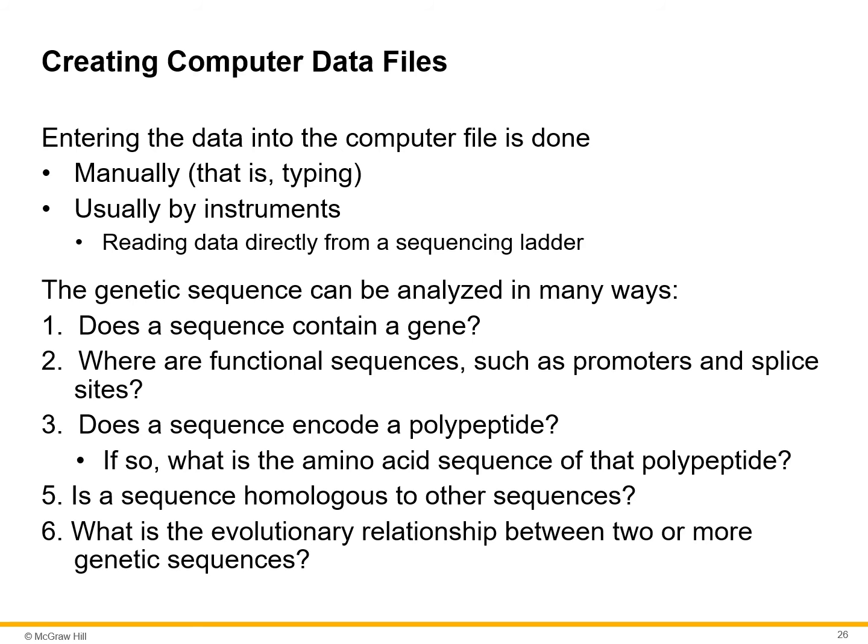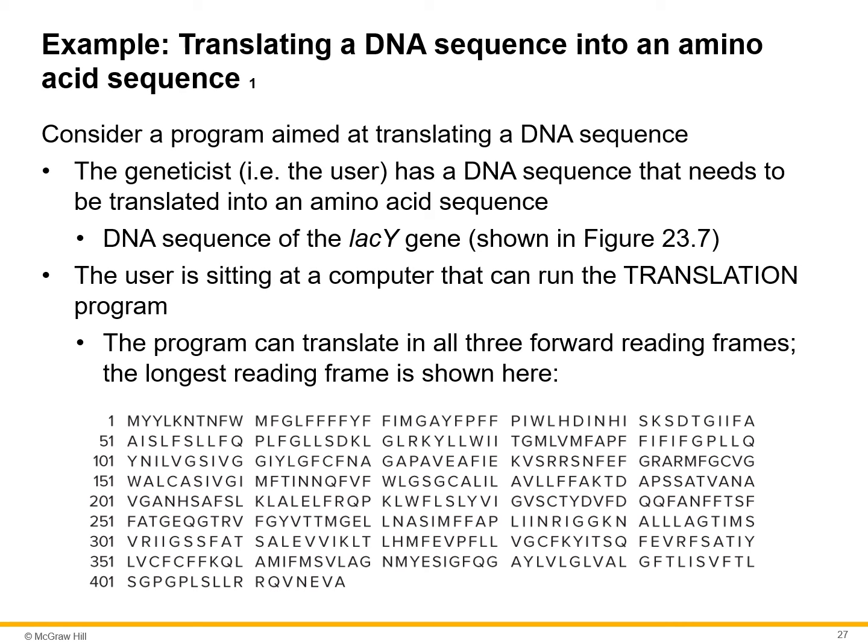So you can look at whether the piece of DNA you have is a gene. Does it have a promoter sequence? Does it have a terminator sequence? Does it have splice sites? What is the amino acid sequence that it codes for? Is it similar to other sequences, so homologous to other sequences? And if it is homologous to another sequence, what are the evolutionary differences of those sequences in the different species? So that's the kind of thing that these computer programs can do.